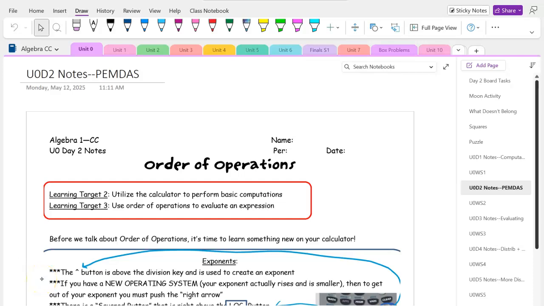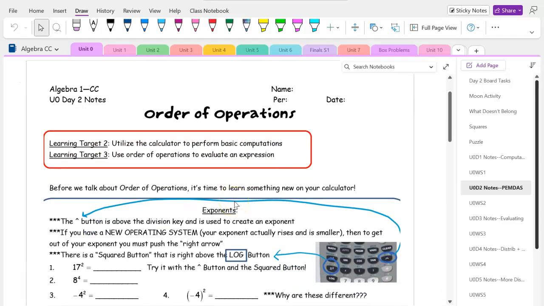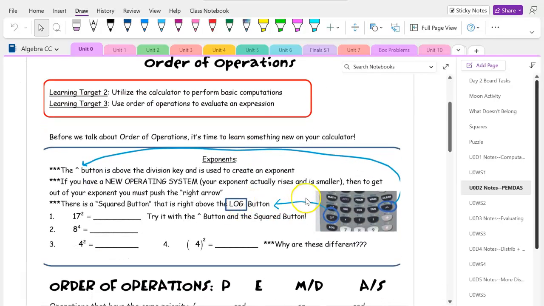Hello, Algebra 1. Today we are moving on to Unit 0, Day 2. We're going to be talking about something called order of operations, which I'm sure you have heard of before. But wait, before we talk about order of operations, we're just going to go over one more thing about your graphing calculator and also Desmos, and that is how to work with exponents.